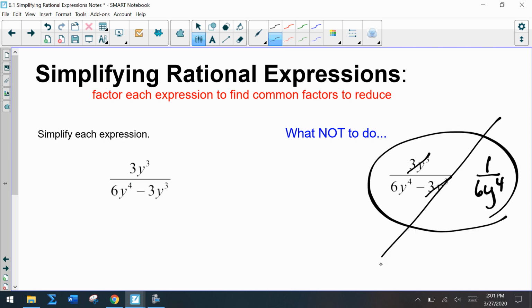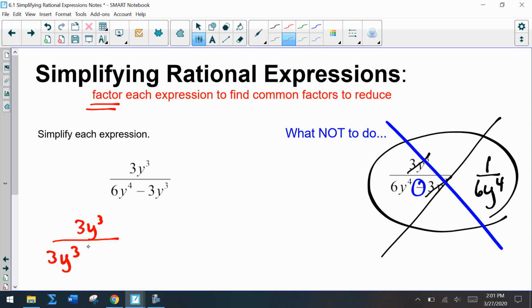No way. You are not allowed to do that, because here we have a subtraction between the two. So what we have to do first is factor each expression. This numerator is already 3y cubed, but if we factor the denominator, we have a GCF of 3y cubed, and then we're left with 2y minus 1.